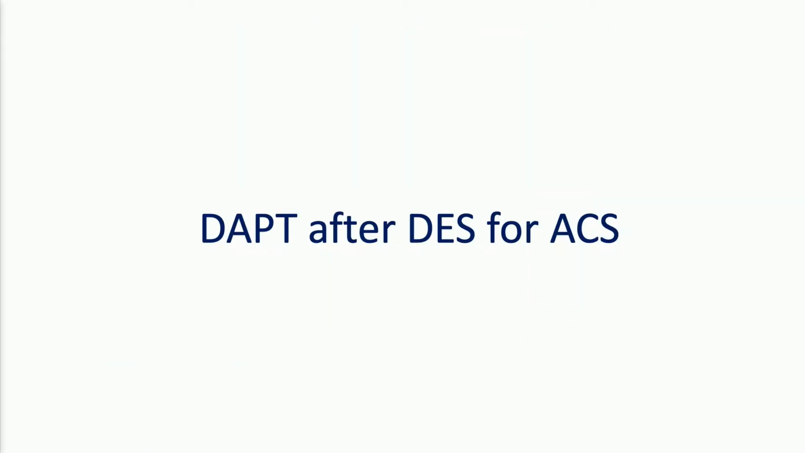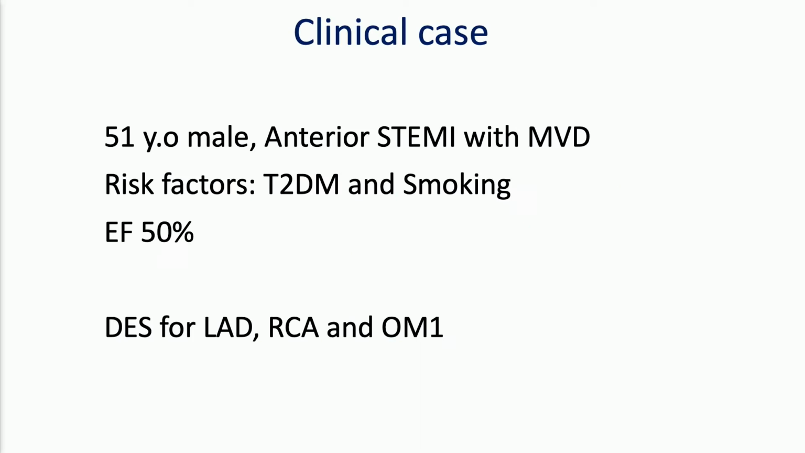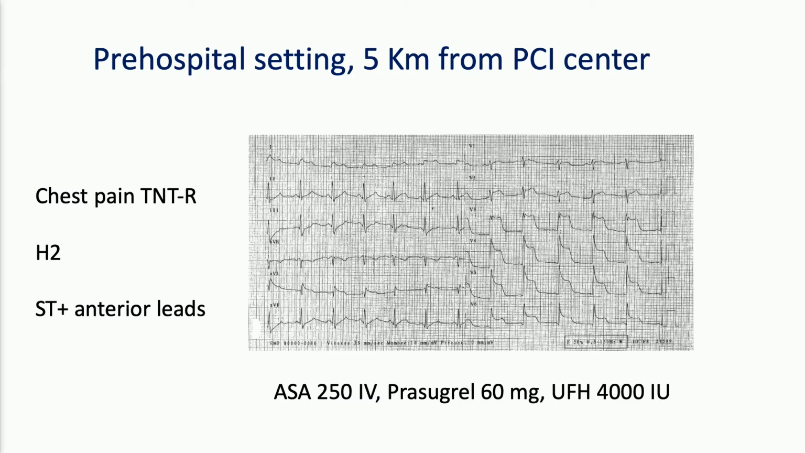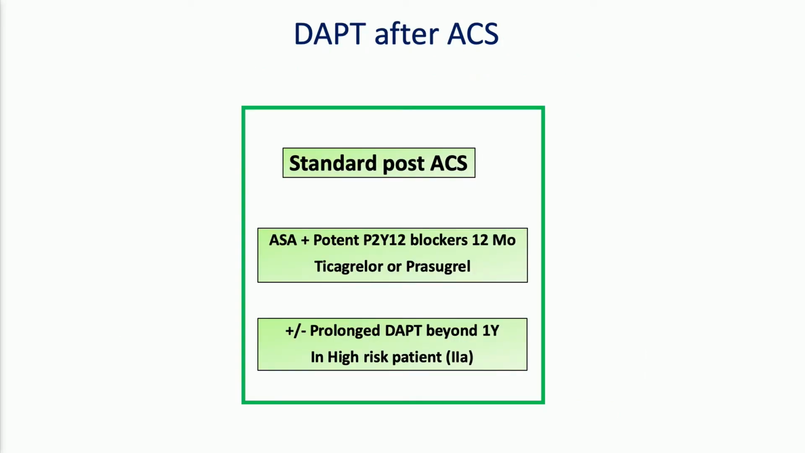And it's exactly the same in acute coronary syndrome. If we take a straightforward case, a 51-year-old with anterior MI and multivessel disease, this patient had ST elevation in the anterior leads. He was treated in the pre-hospital setting, and he had occlusion of the proximal LAD treated with drug-eluting stents. And this patient was a standard post-ACS patient, and he had aspirin and ticagrelor or prasugrel for 12 months. And many of these patients, as you asked in the question before my talk, will have longer DAPT.